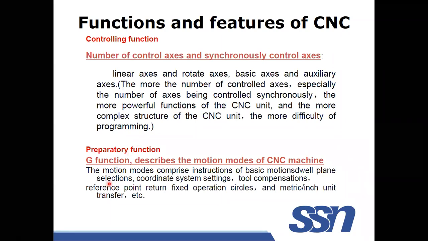The preparatory functions, G functions, mean G code. G00 means rapid movement. G01 is linear movement. These parts we are going to discuss in unit 5. Very basic G codes and M codes, preparatory functions, are handled by the CNC system. And for the unit system, you can give either metric units or inches. Nobody is using the CGS system in academia, whereas in industry people are still using inches. So this conversion is also available.